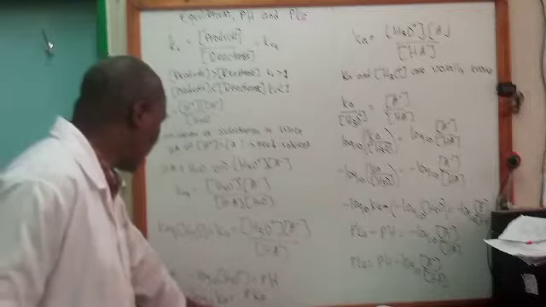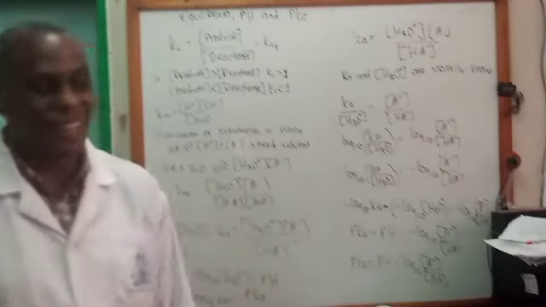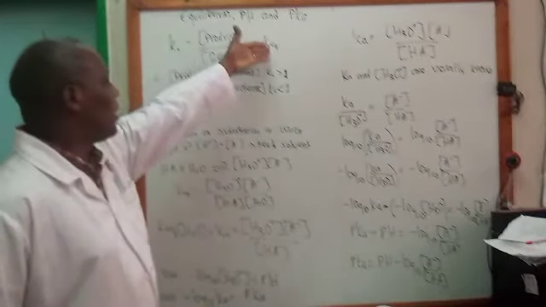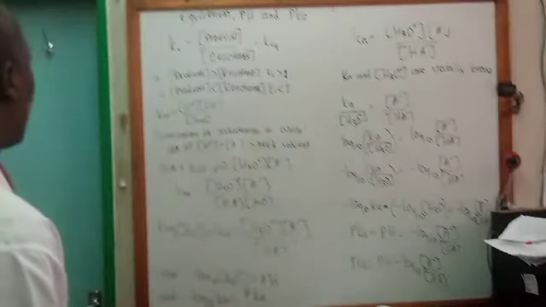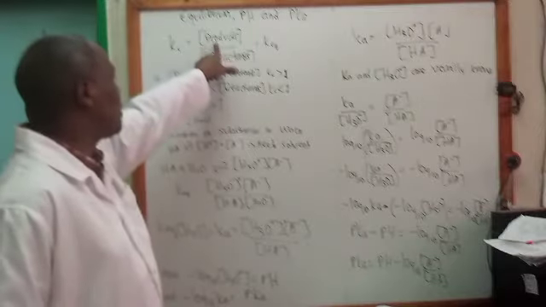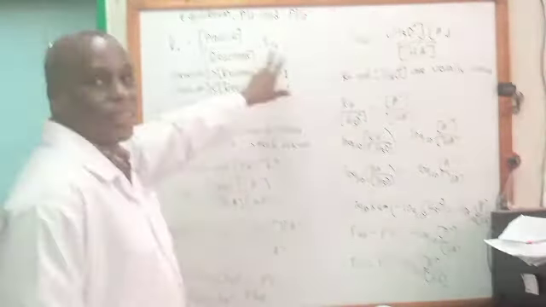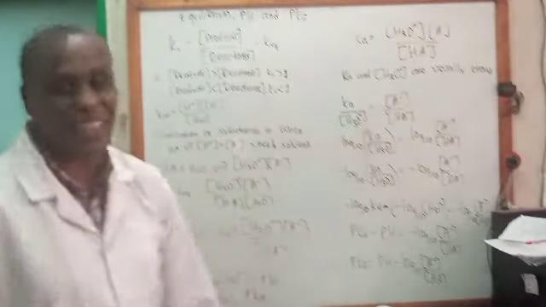You're going to see the same thing about the Ka. Ka is the ionization constant. There is the equilibrium constant, which you can sometimes see called Kc, and it's the concentration of the products, which can be more than one, over the concentration of the reactants.